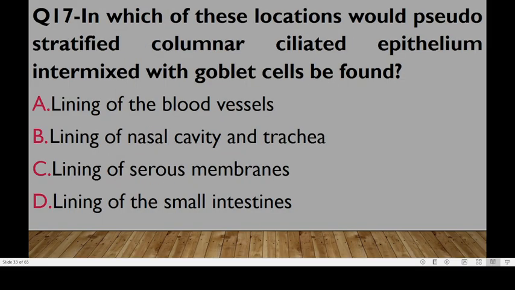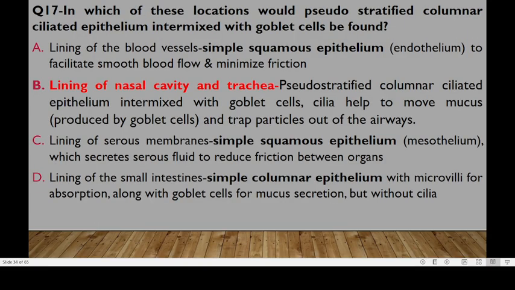In which of these locations will the pseudostratified columnar ciliated epithelium intermixed with goblet cells be found? Of course, we expect to find them along the lining of the nasal cavity and the trachea. Remember, in pseudostratified columnar ciliated epithelium intermixed with goblet cells, the cilia normally help to move the mucus that is produced by the goblet cells and also trap particles out of the airways.